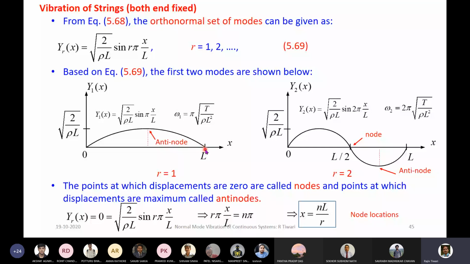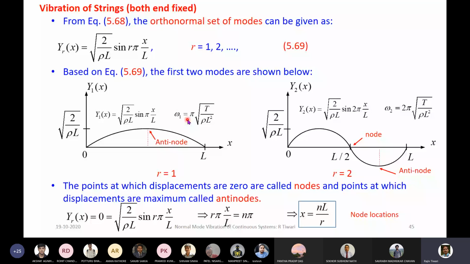So when the string or the cable is vibrating in this particular form, its frequency will be equal to omega 1. The other way around is also true: if the frequency of the vibration is omega 1, it has to vibrate with this particular shape. So there is a one-to-one correlation between the natural frequency and the eigenfunction.